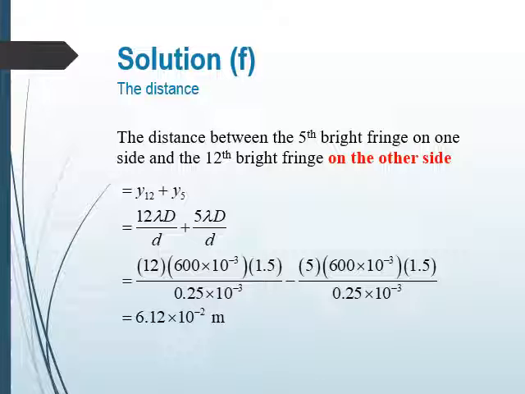So when it comes to calculating the distance between fringes, you have to read the questions carefully. It is not always equal to delta y, which is lambda D over d. You have to read the questions carefully and see what distance the question wants.